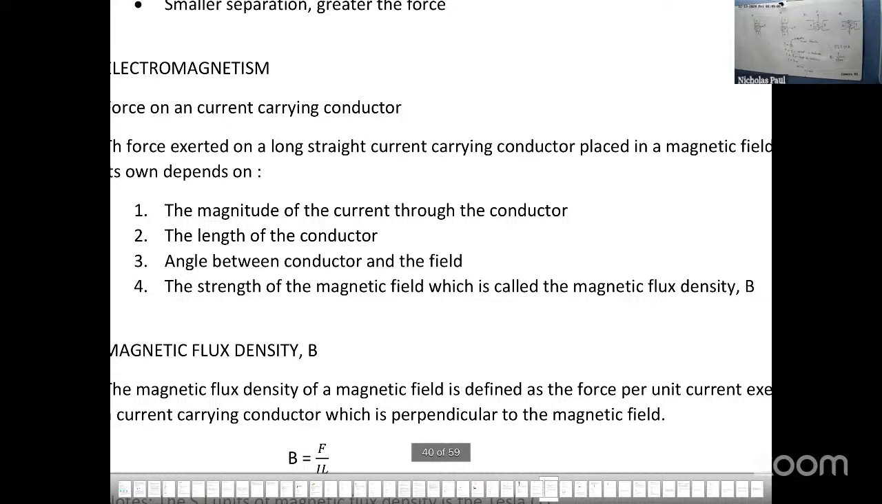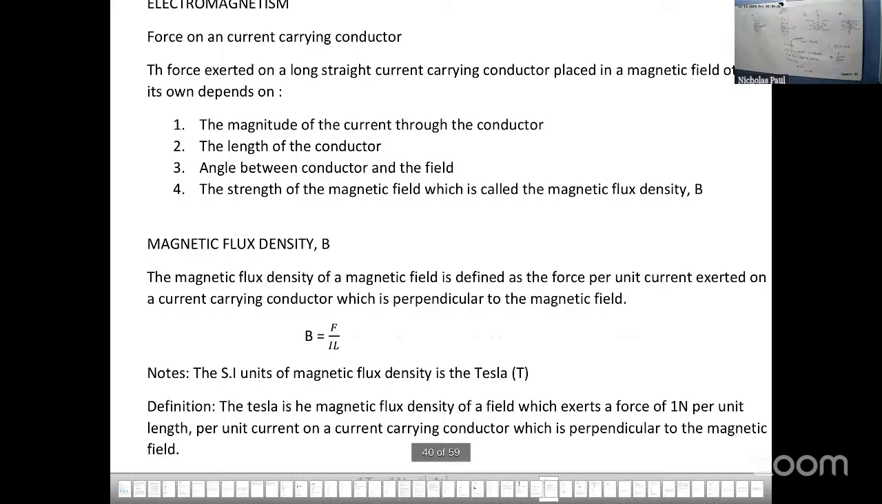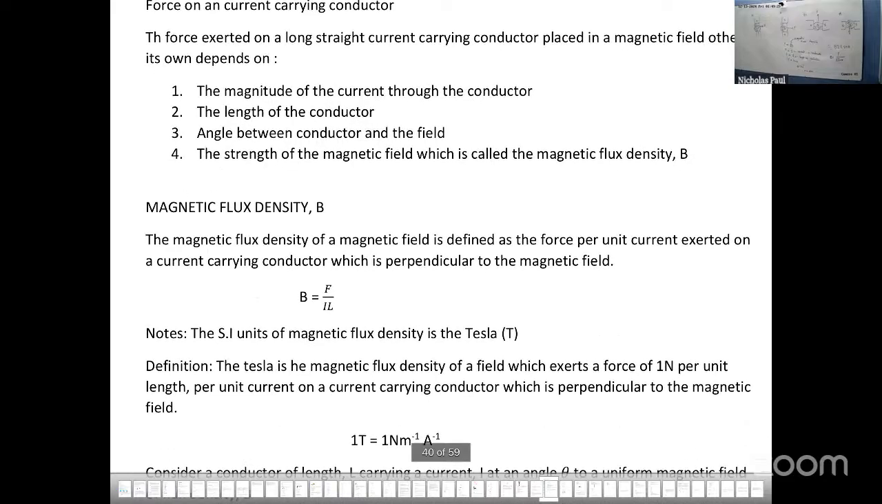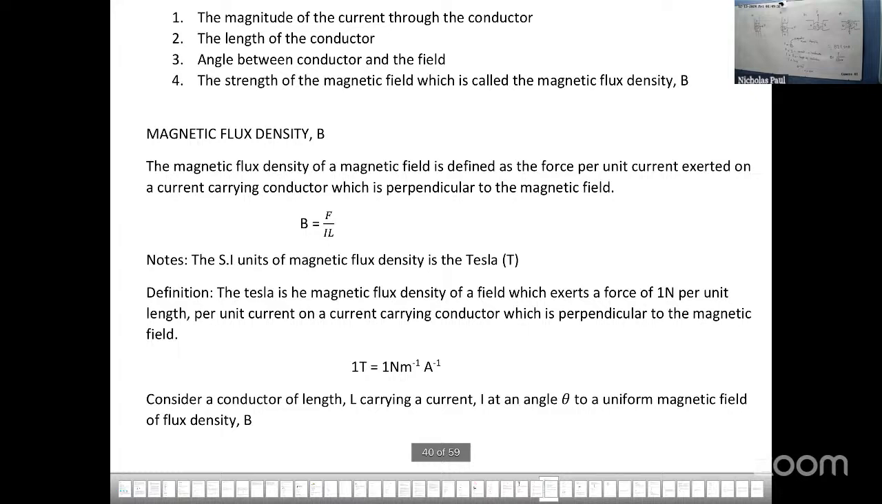Right, yeah. So the magnitude of the current will control the force. The length of the conductor will control the force, the angle between them, and the strength of the field. Same four things you talked about, right? All right, so what is magnetic flux density? Of course, we're learning the definition. The magnetic flux density of a magnetic field is defined as the force, and let's take the same formula and put it in words, the force per unit current on a current carrying conductor which is perpendicular to the magnetic field.